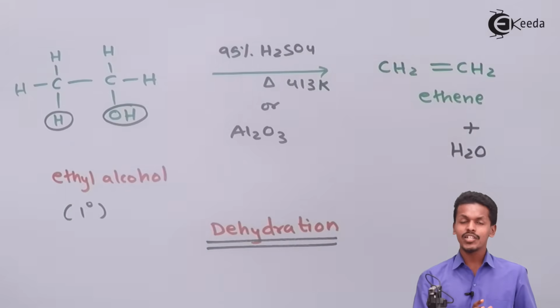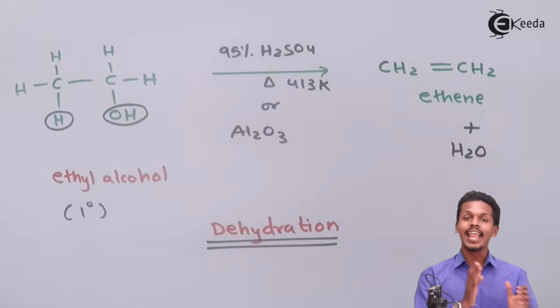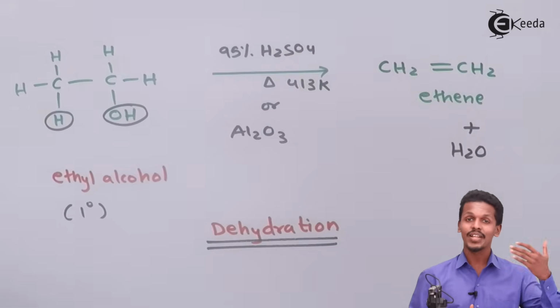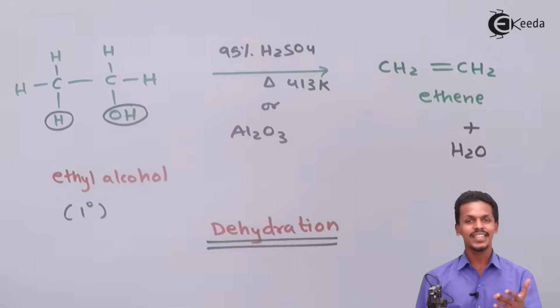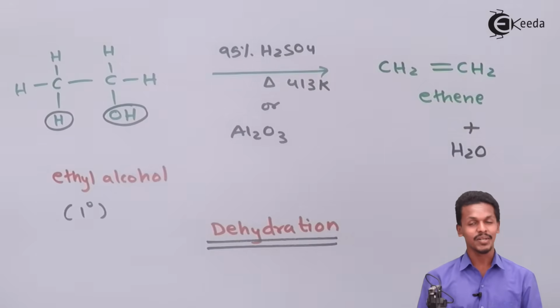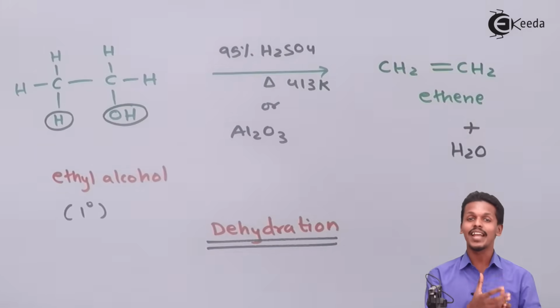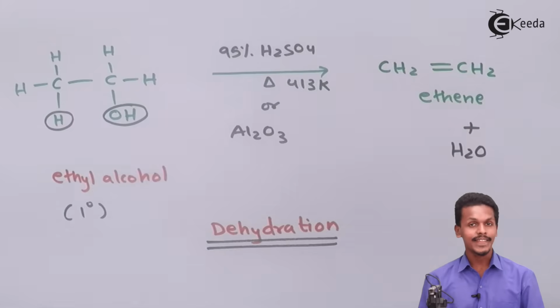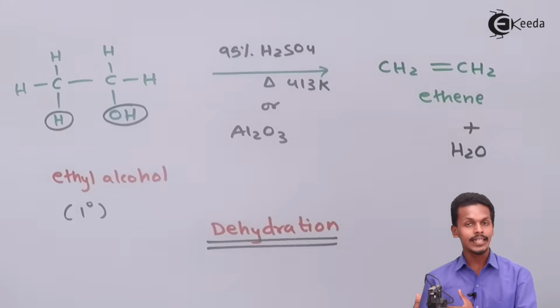But beta elimination will take place only if we have an alpha carbon atom as well as a beta carbon atom. Methanol doesn't have a beta carbon atom. That is the reason we cannot do the dehydration for methanol. That is the reason we need a minimum of 2 carbon atoms, an alcohol that consists of 2 carbon atoms, and that is ethyl alcohol. So this is the ethyl alcohol which we have converted to ethene.